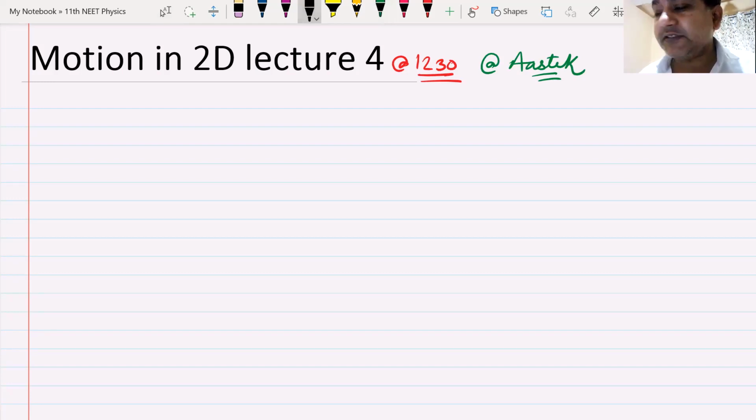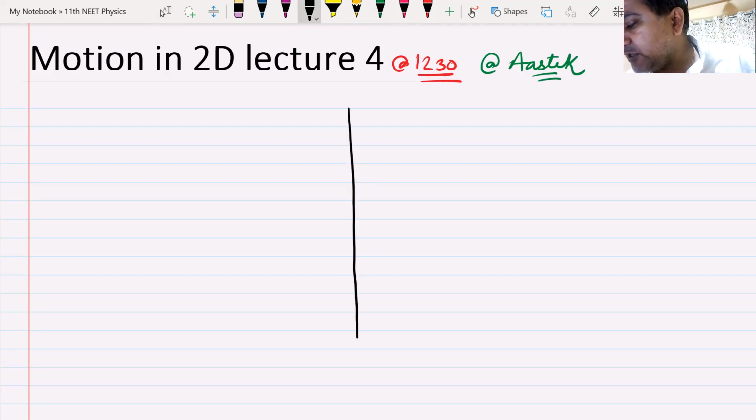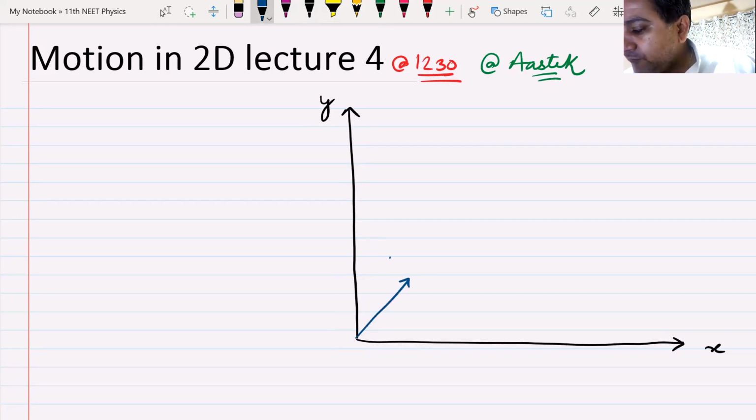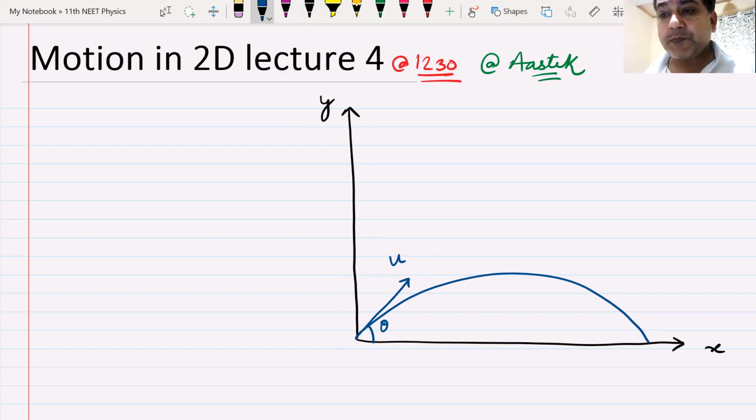With that, we should discuss the motion in two-dimension projectile that we were discussing in the last class. I think we had discussed the time of flight. Let us go back and see what all things we had discussed. This is my x-axis. This is my y-axis. I've thrown the ball with an initial velocity u. It goes like this. It will end up here. Angle is theta.